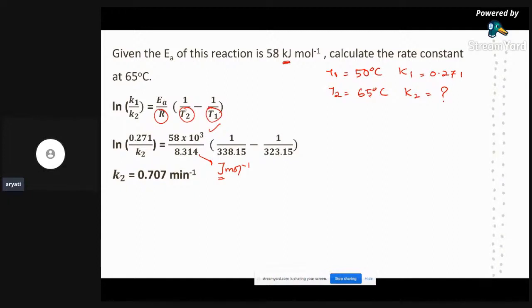So degrees darjah Celsius convert to Kelvin, you need to add. Okay, T1 is 50 plus 273.15. T2 is 65 plus 273.15. So you will get the value of K2 is 0.707 per minute.